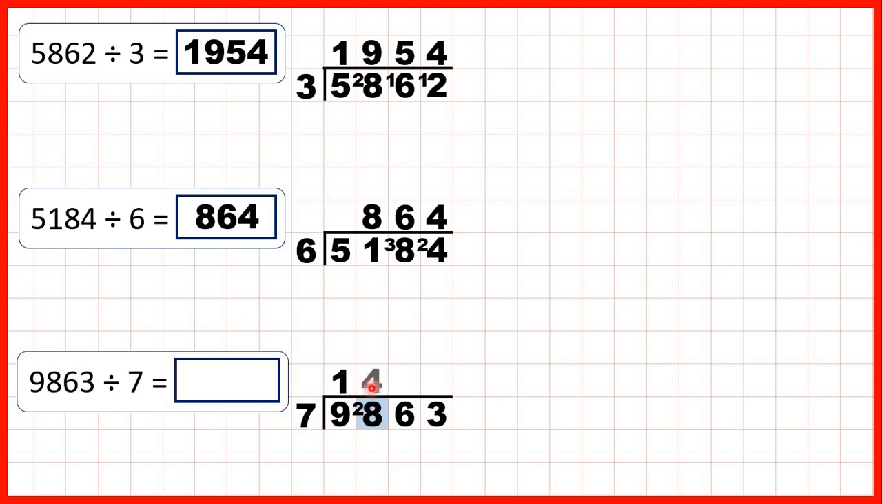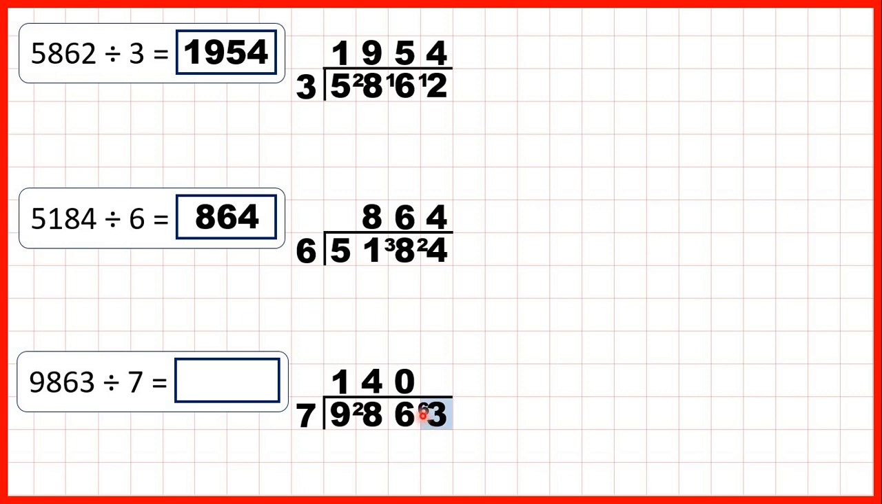Well, 28 is in the 7 times table. That's exactly 4 times 7, so we write 4 in our answer line, but because 4 times 7 is exactly 28, we don't have a remainder. So we can just move on to the next digit. We have 6 divided by 7, but 6 is less than 7, so we have 0 remainder 6. 0 times 7 is 0, and then we need 6 more to get to 6.